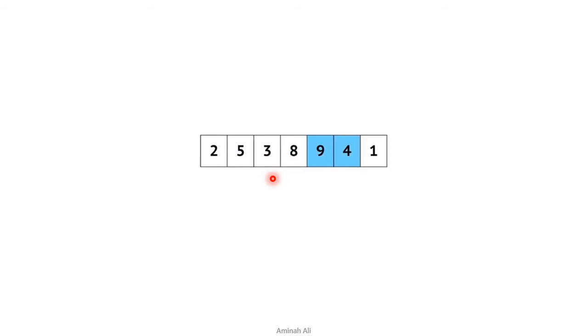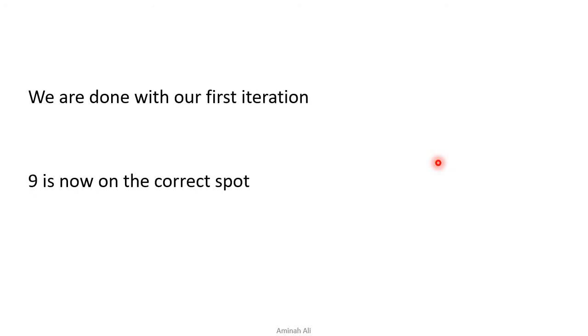Then again, we see 8 and 9. 8 and 9 are in place, that is why we did no swapping. Then we compared 9 and 4. They are out of place, so we swapped them. Again, at last, we compared 9 and 1. Again, they are out of place and we swapped them. And finally, we have 9 at the end of the array, and that is the sorted one, because 9 is the largest number and it bubbled itself to the end of the array. And now the green portion will represent the sorted items. So we are done with our first iteration. 9 is now in the correct spot.